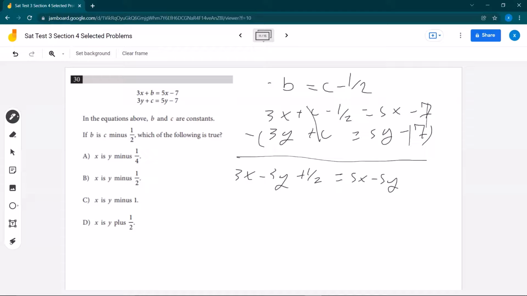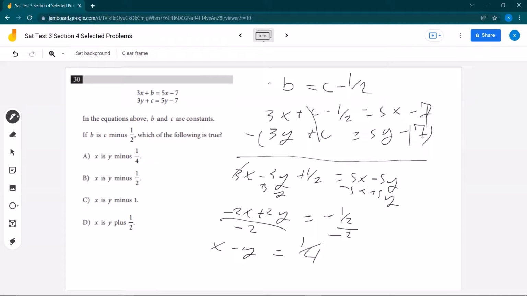So now they want us to find which of the following is true between X and Y. So let's get the X's and Y's both on one side. We'll do minus 5x, so we'll get negative 2x here. We'll do plus 5y on both sides, and we get plus 2y. And we'll bring the negative 1/2 over to this side, equals negative 1/2. So if we divide the whole thing by negative 2, we'll get X minus Y is equal to negative 1/2 divided by negative 2, which is 1/4.